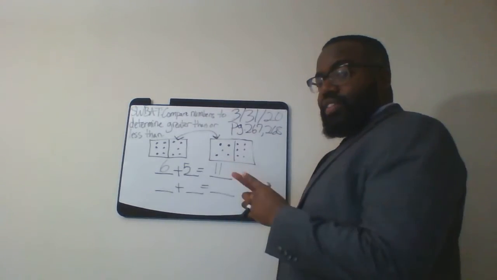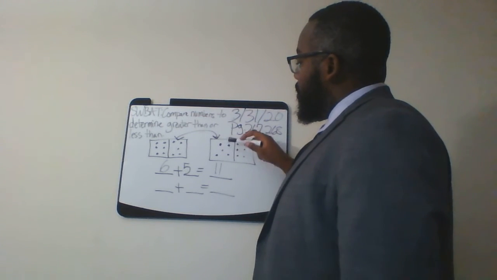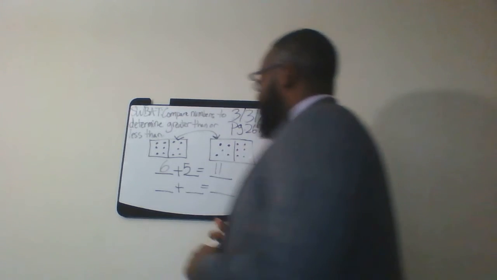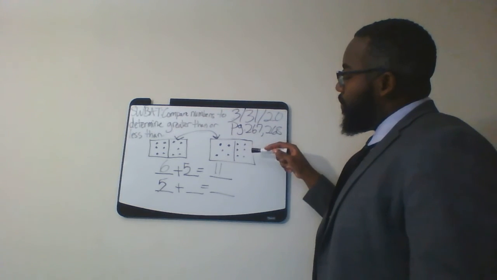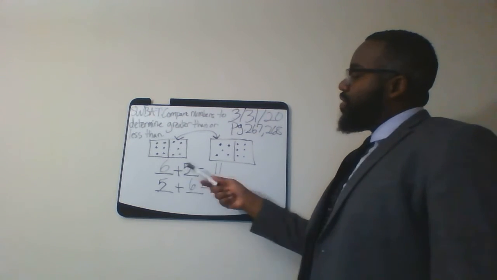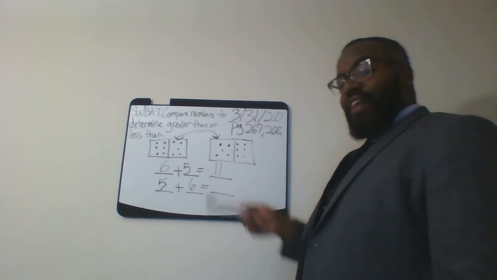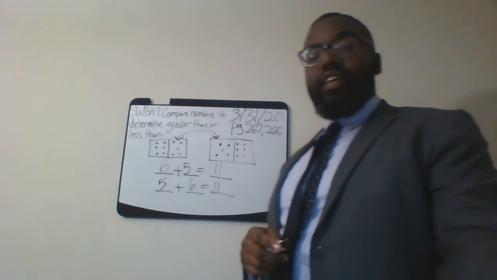Now we interchange. Let's go on the side. How many dots do we have here? 1, 2, 3, 4, 5. So 5 goes here. And how many do we have here? 1, 2, 3, 4, 5, 6. So what is 5 plus 6? Now, if 6 plus 5 is 11, I believe 5 plus 6 is 11. Yes, it's 11 as well. So for number 3, you just simply write the addition facts that are given to you.